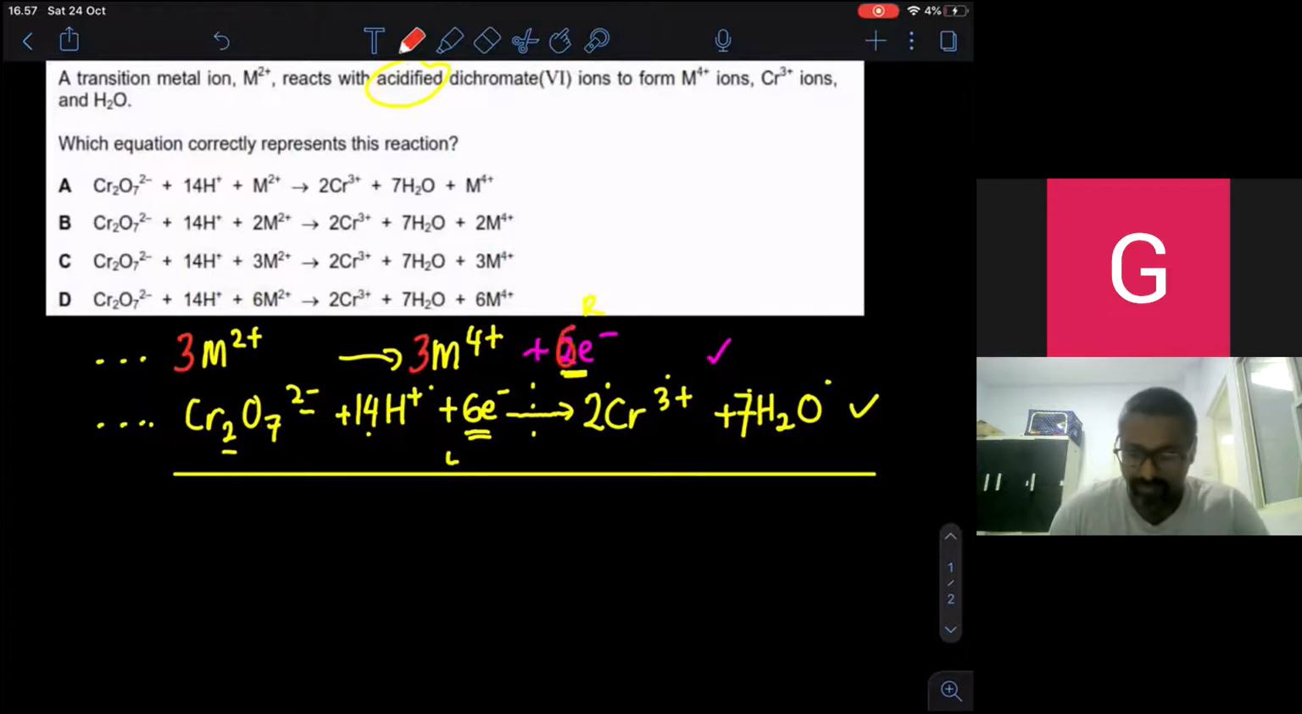I will have 6 here. So what I'm going to have now, I have 6 electrons here. So what I will do now, I will combine equation 1 and equation 2. So the electrons will cancel.